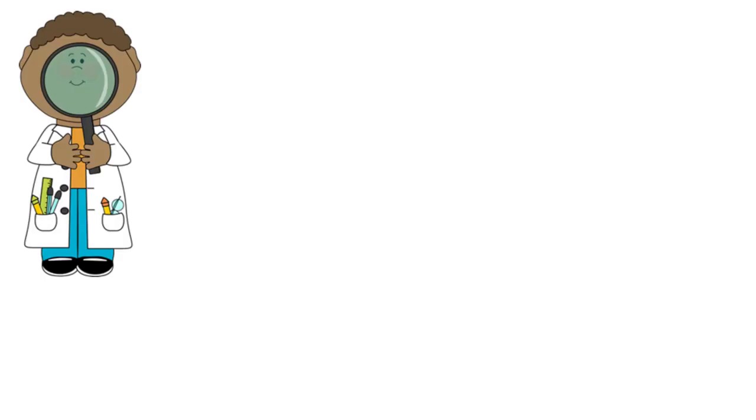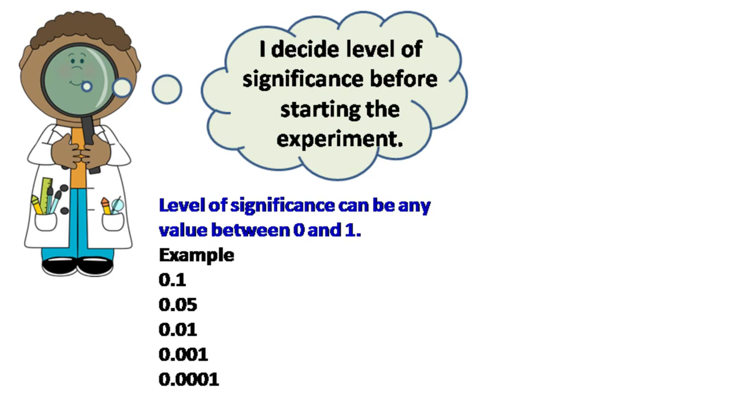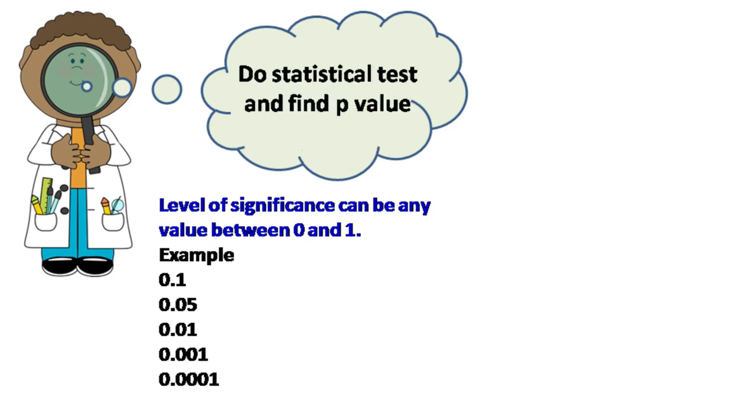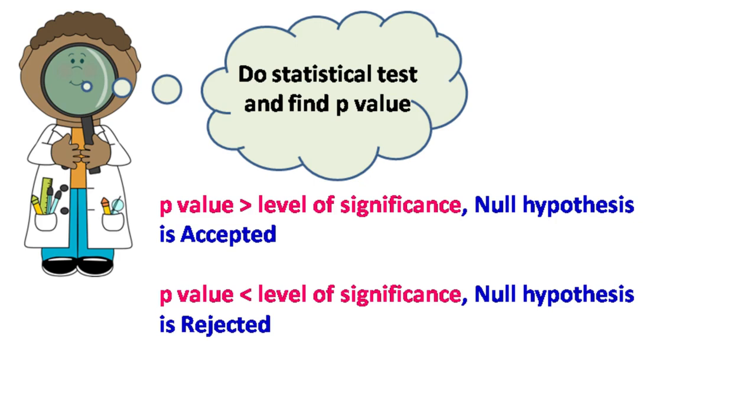So to summarize, the researcher first decides the level of significance, then does the experiment and finds the p-value. If the p-value is more than the level of significance, then the null hypothesis is accepted. And if the p-value is less than the level of significance, then the null hypothesis is rejected.